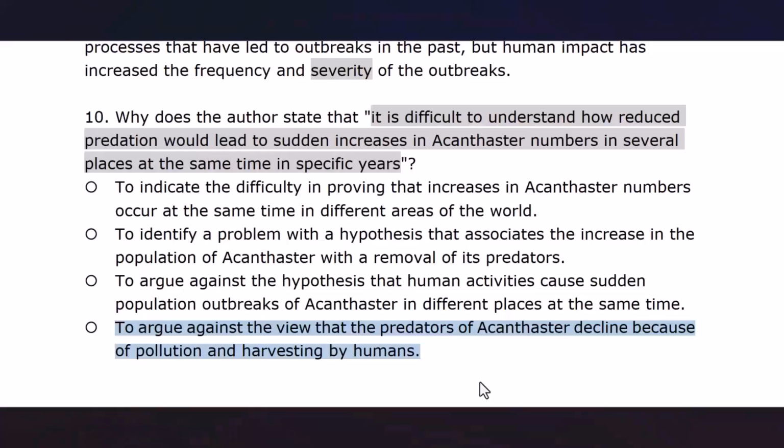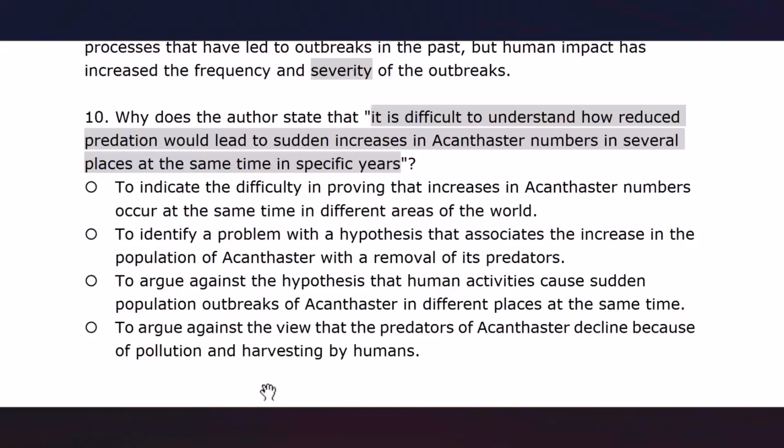Option 4, to argue against the view that the predators of acanthaster decline because of pollution and harvesting by humans. This option is rejected because the author cites the highlighted sentence in order to argue against this perspective that predator removal will lead to sudden increases in acanthaster population. And the author does not mention any problem with the causes of predator removal. Actually, he argues against the suggested results of predator removal.